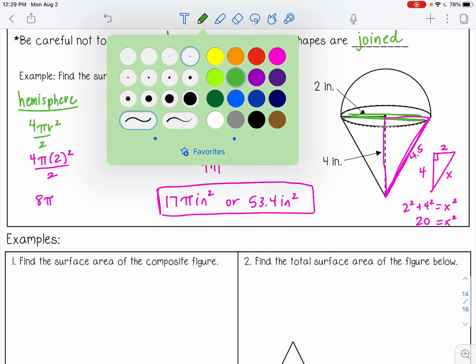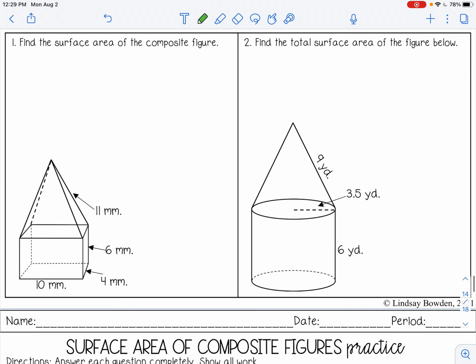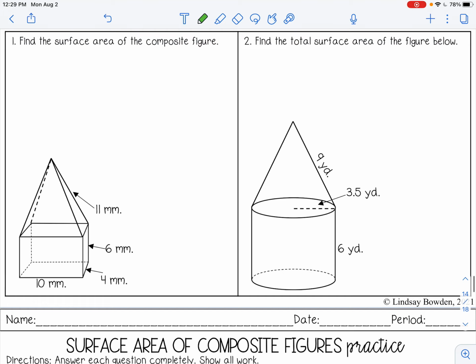All right, let's do the examples. Find the surface area of the composite figure. So we have a pyramid here. We don't want to count the base of the pyramid. And then we have that prism. So let's do the pyramid first.